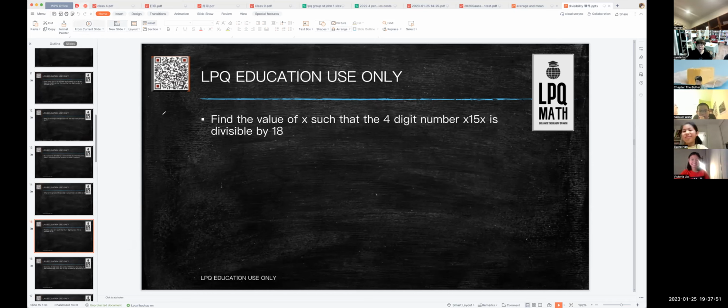OK, so now let's take a look at this one. So this is a four-digit number, OK? Four-digit number. So x, 1, 5, x, okay? 好了,四个数, 它要 divisible by 18, 好, before that, 有没有学过 18?